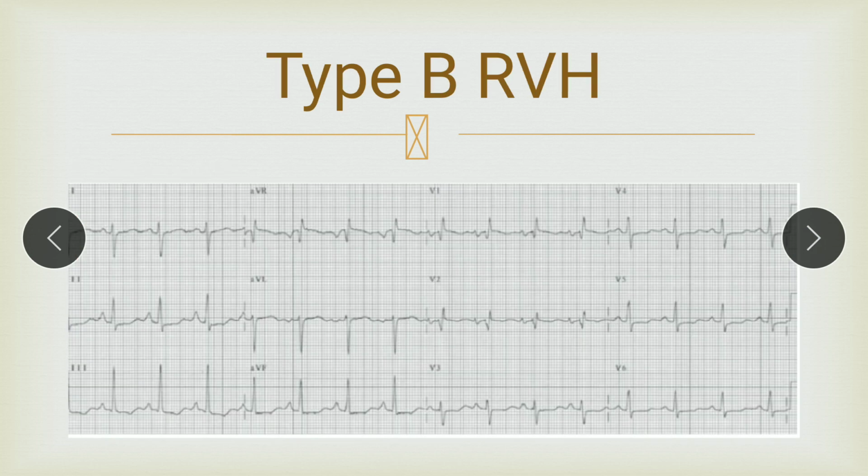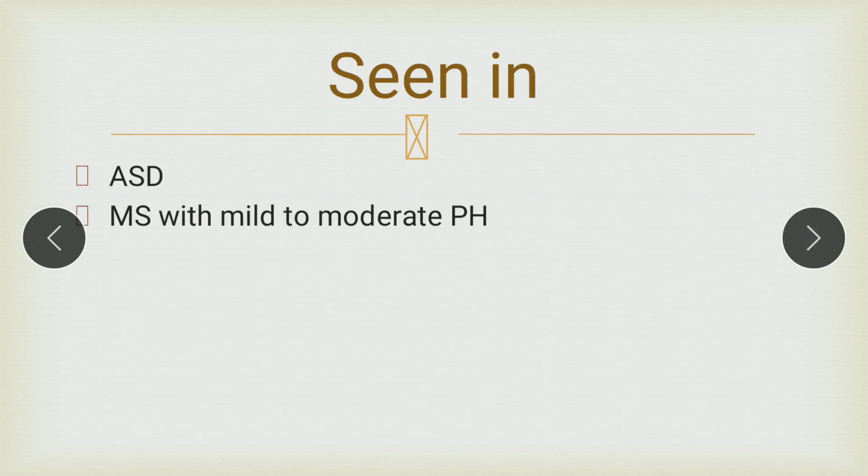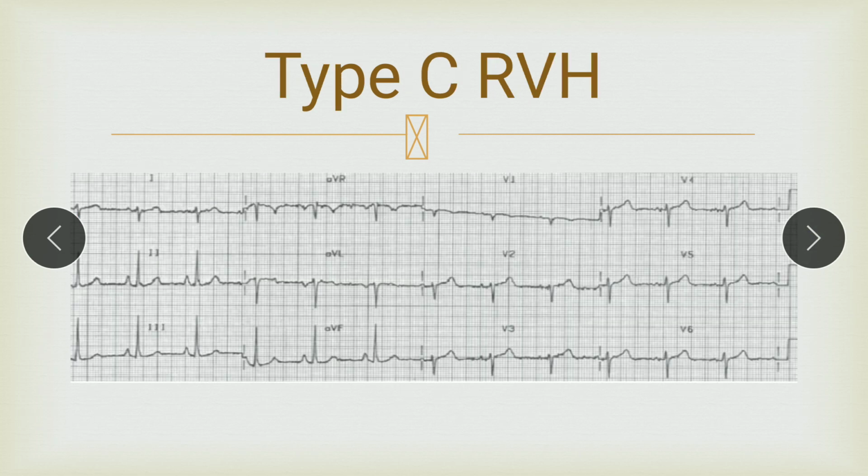Type B RVH, here also the patient will be having right axis deviation and a dominant R, but the S wave will not be that deep in V5 and V6. So right axis deviation, dominant R in V1, but the S wave will not be deep as encountered in type A. This is type B RVH. This type is seen in ASD, atrial septal defect, and MS with mild to moderate pulmonary hypertension. MS with mild to moderate pulmonary hypertension will have type B RVH, and MS with severe pulmonary hypertension will have type A RVH.